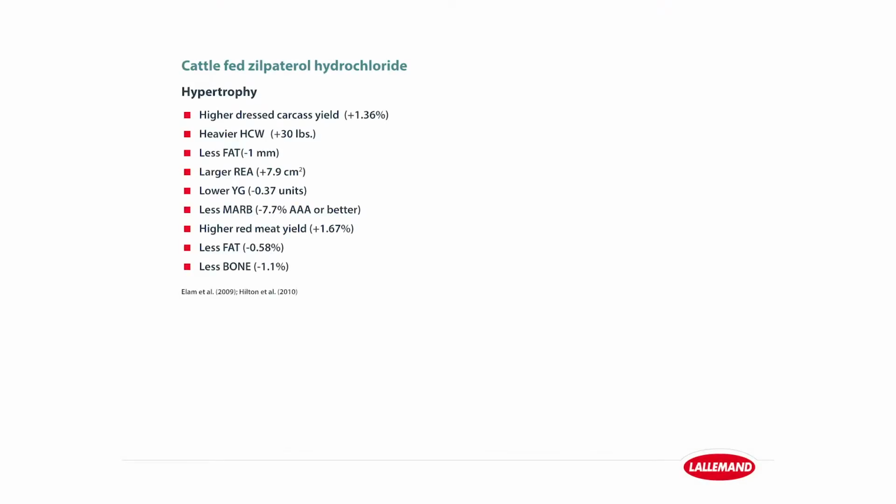And the same can be seen in the muscle cuts. These two strip loins are actually from Holsteins. So a control Holstein on the left and a Holstein that was fed zilpaterol on the right. And so those are some of the carcass outcomes: higher dressed yield, heavier carcass weight, less fat, less ribeye, lower yield grade, less marbling, higher red meat yield, less carcass waste fat and less waste bone, not because they produce less fat and less bone, but because it was diluted out by more muscle. Okay? So those are hypertrophic effects.